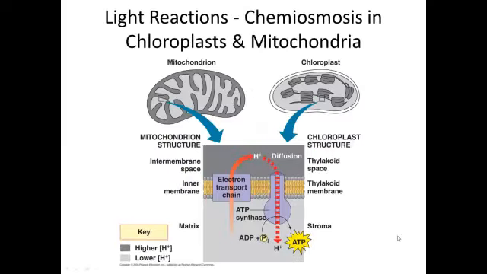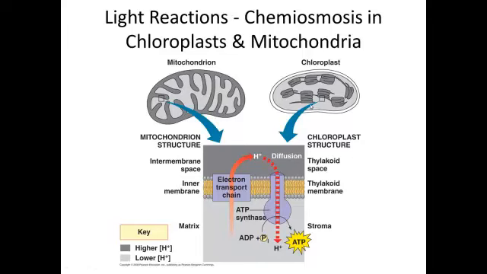Before we begin this concept, let's do a quick summary of chemiosmosis. Chloroplasts and mitochondria both use electron transport chains to create a proton gradient across a membrane. The protons, being charged, cannot get past the membrane, but they want to go down their concentration gradient to the area with fewer protons outside of the membrane.